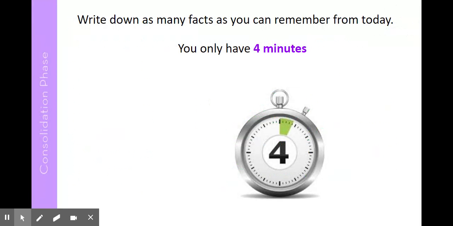Okay, so that brings us on to the consolidation phase of the lesson. I'd like you to write down as many facts as you can remember from today. So I want you to time yourself for 4 minutes, bullet point as many facts as you can remember. So for example, you might say ions are charged particles. You might say cations are positive.